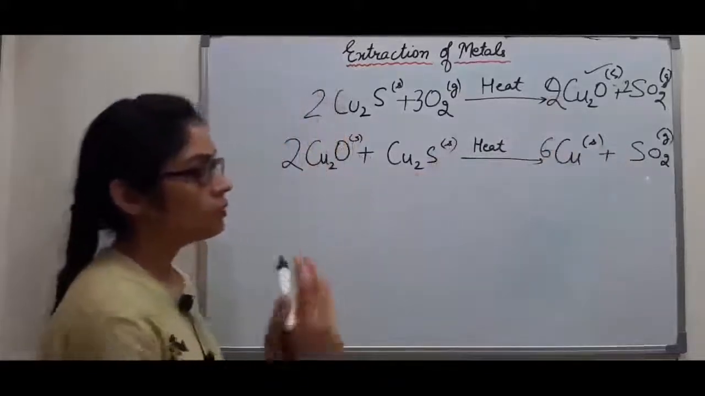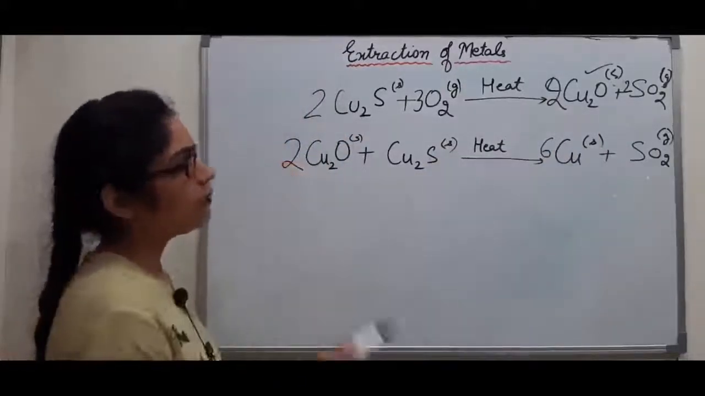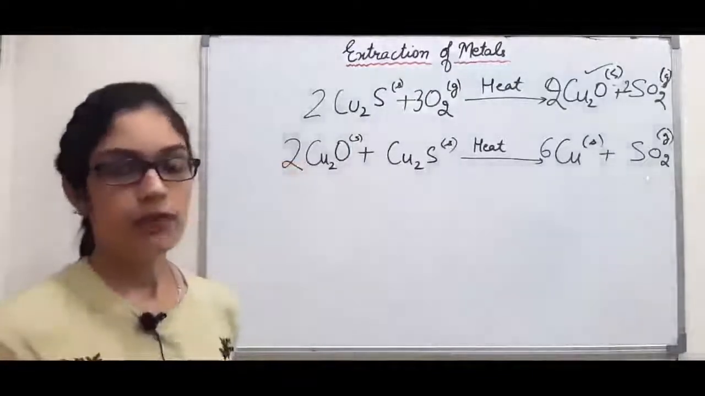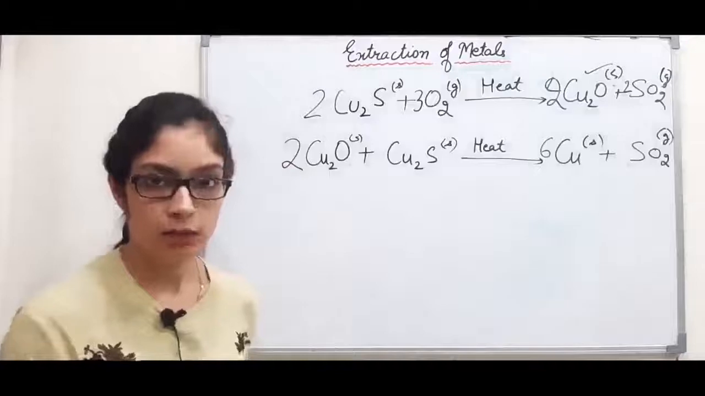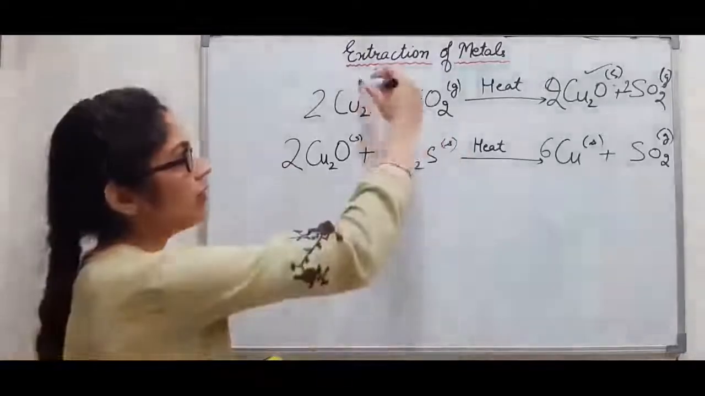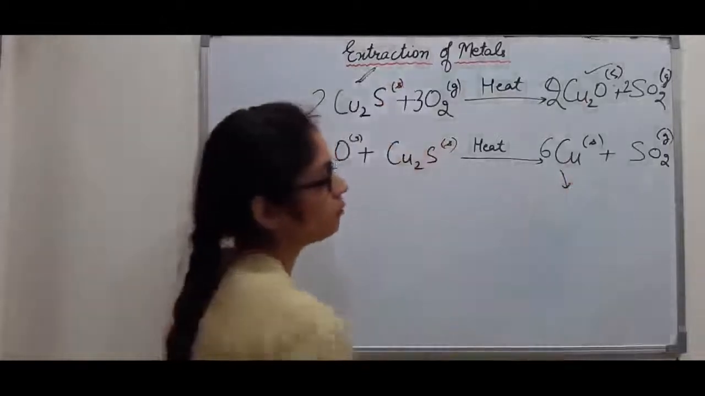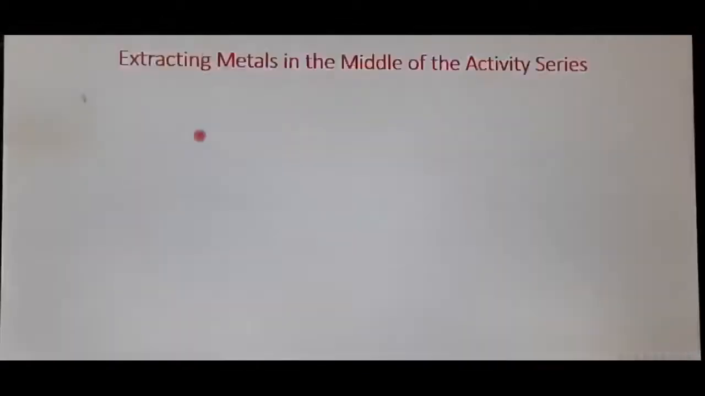over here. So this is a balanced chemical reaction and balanced chemical equation, and we have observed, like in the case of mercuric sulfide, we have just heated sulfide of copper and reduced it into its metal. So now we have seen how metals of low reactivity are extracted.